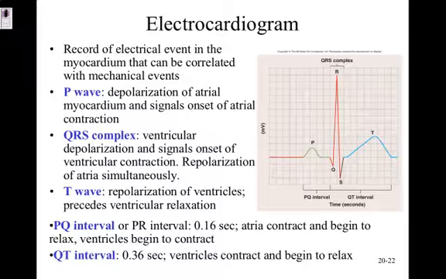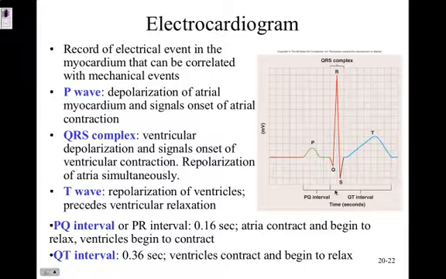The QRS complex is the ventricular depolarization. So it's depolarizing, and then there's ventricular contraction. You can see this contraction of the ventricles is a lot stronger. And then the repolarization of the atria occurs at the same time. So the atria are relaxing, repolarizing at the same time that the ventricles are depolarizing and contracting. The T wave is the repolarization of the ventricles, which is when the ventricles relax.